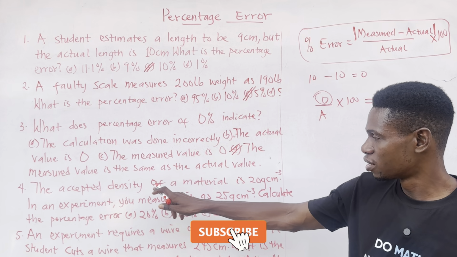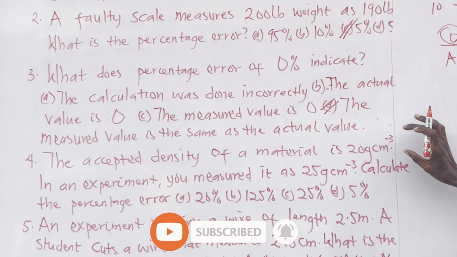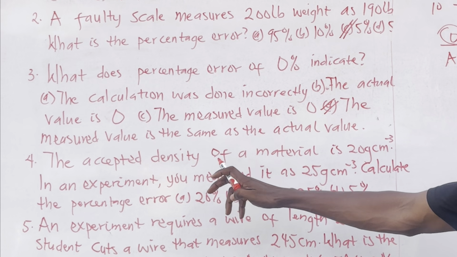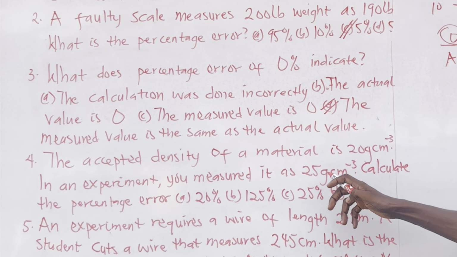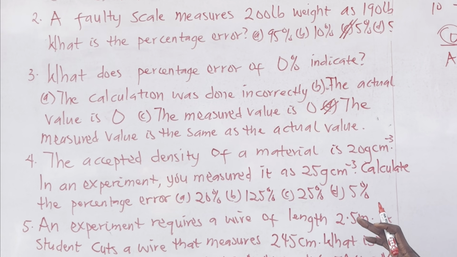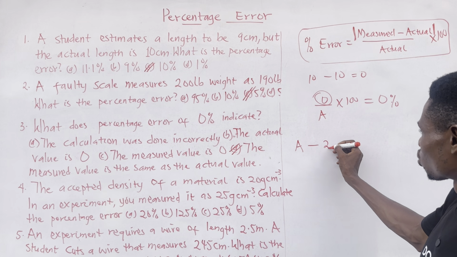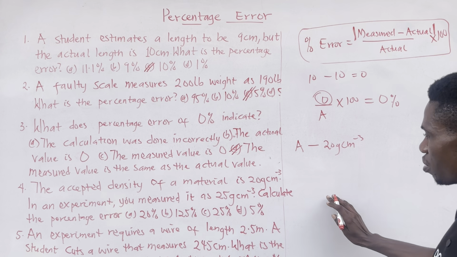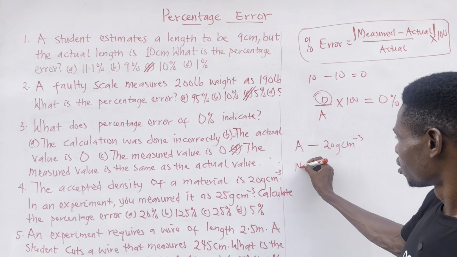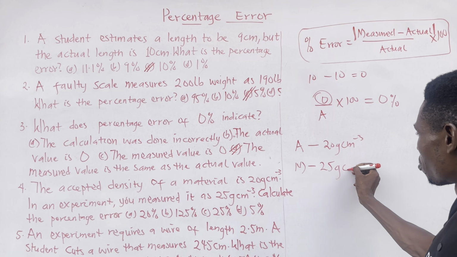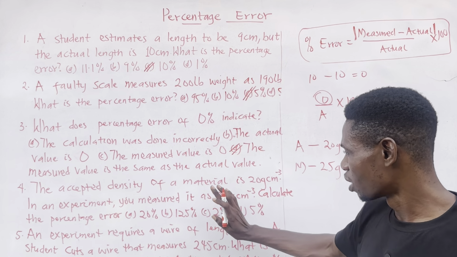The accepted density of a material is 20 gram per cm cube. That's the accepted density, 20 gram per cm cube. In an experiment, you measured it as 25 gram per cm cube. So there's obviously an error. So the accepted or actual is 20 gram per cm cube, right? Now, the measured is 25 gram per cm cube. Calculate the percentage error. This one is very straightforward.